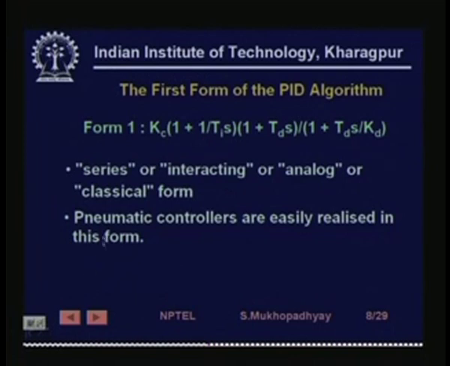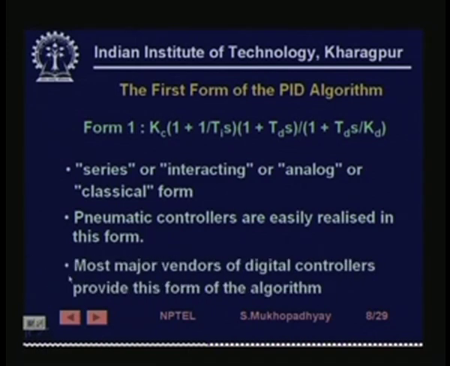So, therefore, it is called analog and classical. Similarly, this form came or originated from the pneumatic controllers and still persists. Most major vendors of digital controllers provide this form of the algorithm because again legacy is going on.